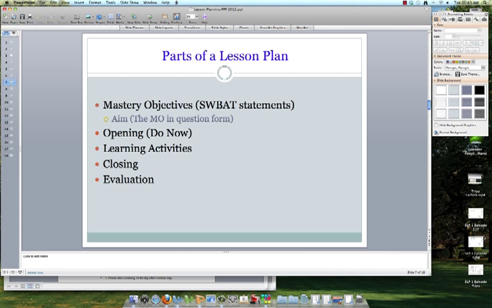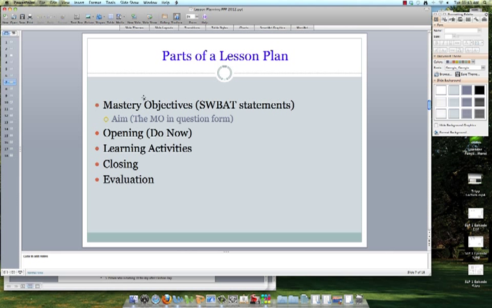Hi everyone. So this is going to be the first in a four-part series on how to lesson plan. And before we get into what mastery objectives are, how to really work up some activities, and how all this fits together, I want to really talk about the parts of a lesson plan first. So we're going to start with the most basic of lesson plans.